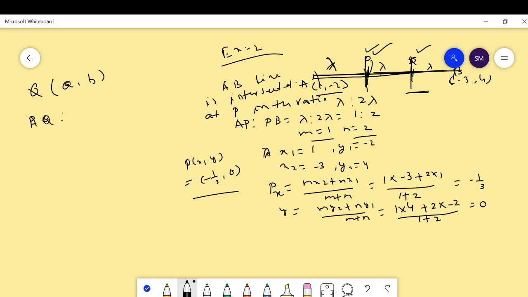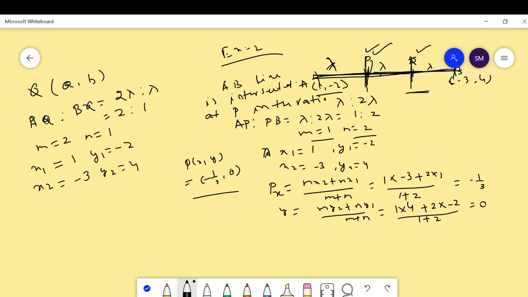Here AQ to BQ is equal to lambda plus lambda, 2 lambda upon lambda, which is equal to 2 is to 1. Here m equal to 2, n equal to 1, and x1 is equal to 1 and y1 equal to minus 2, and x2 is equal to minus 3 and y2 is equal to 4.